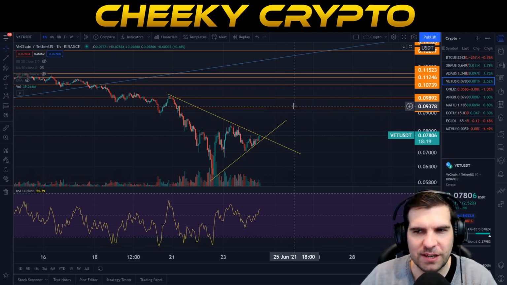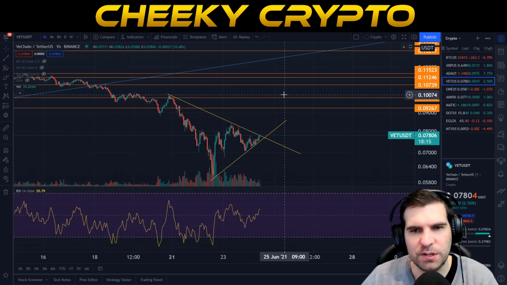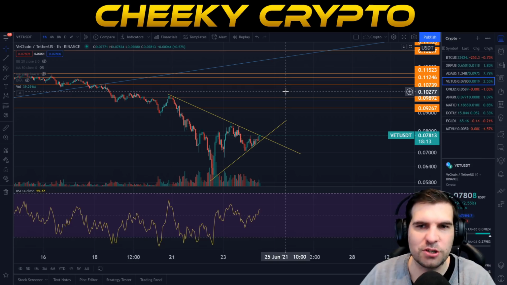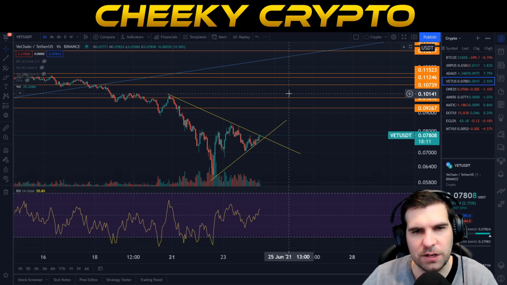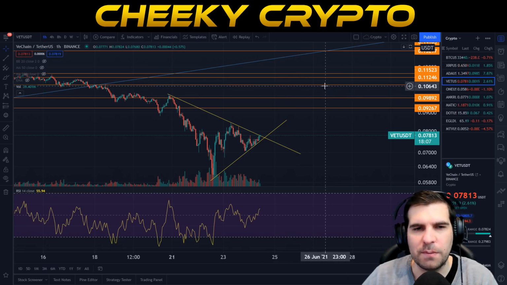There was lots of consolidation around 9.8 cent. So this is an area that we're going to struggle to push through. But once we're through here, we'll be in a pretty good position to continue our run to the upside for VeChain here. And again, we'll probably consolidate in this area for some time. And then there'll be another Bitcoin pullback.